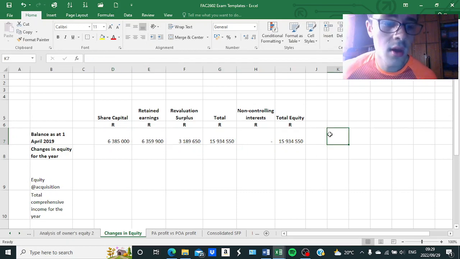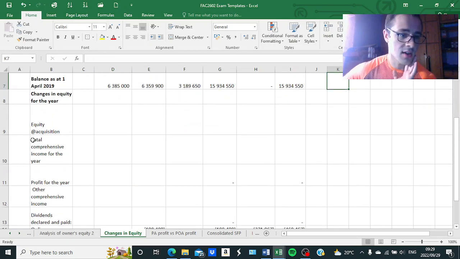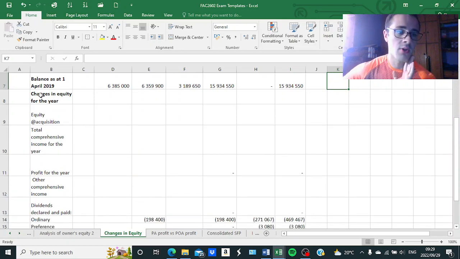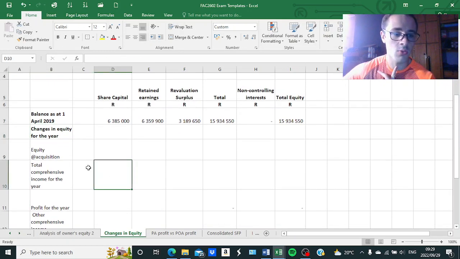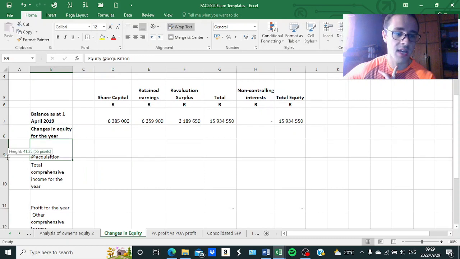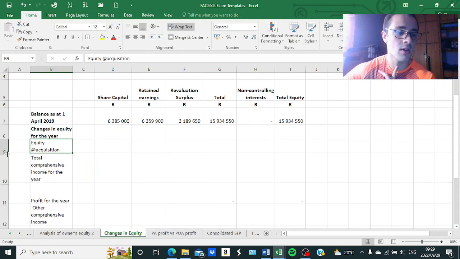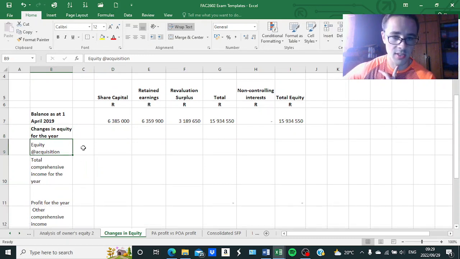Okay, right. Then we have a second item, our changes in equity for the year. So the first one being equity at acquisition. Now remember, we will only include this line item in the consolidated statement of changes in equity if the group was formed during the current year. Okay. I will work through another question where the group was formed in a previous period. Okay, then this item will not be included.